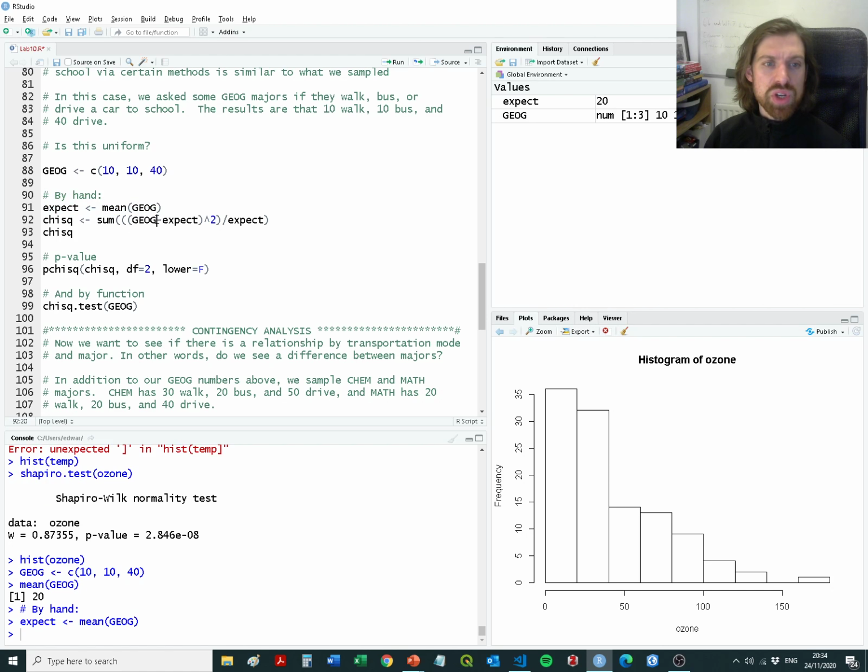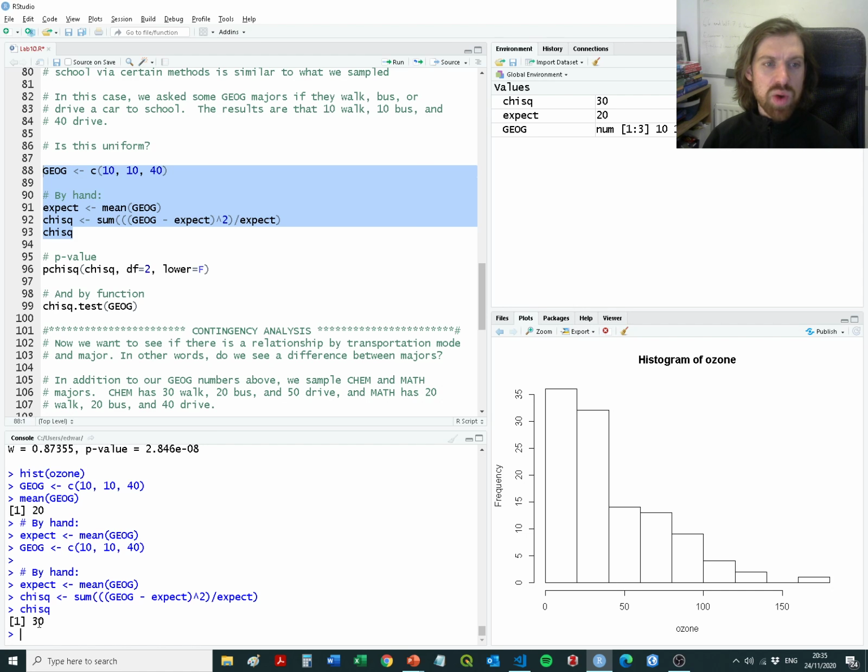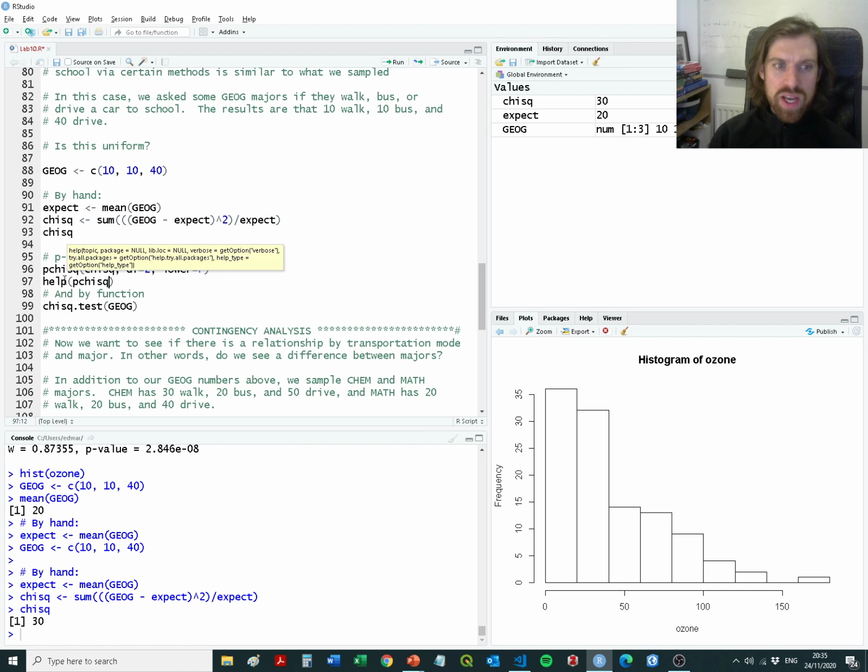Now what we're able to do is to get the chi-squared, so we can essentially subtract the expected from the geography data, raise it to the power of 2 and divide it by the expected value. And when we do that, what we end up with is chi-squared of 30. Now what that means is we need to plug that chi-squared value into the inbuilt function, which is going to give us an understanding of the probability of obtaining that value.